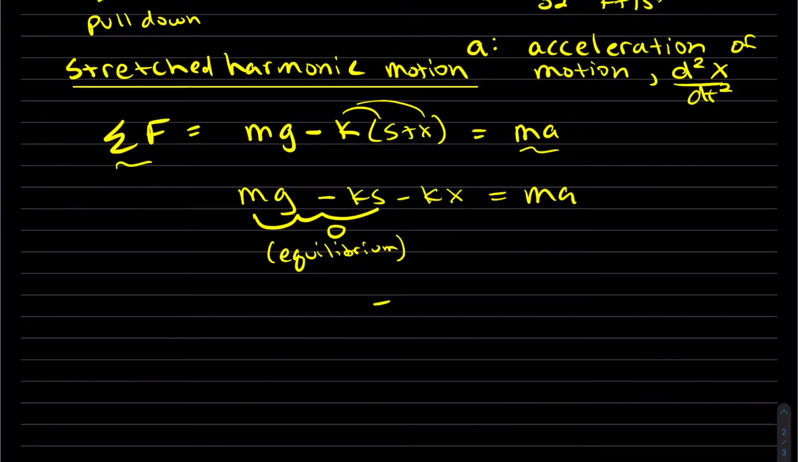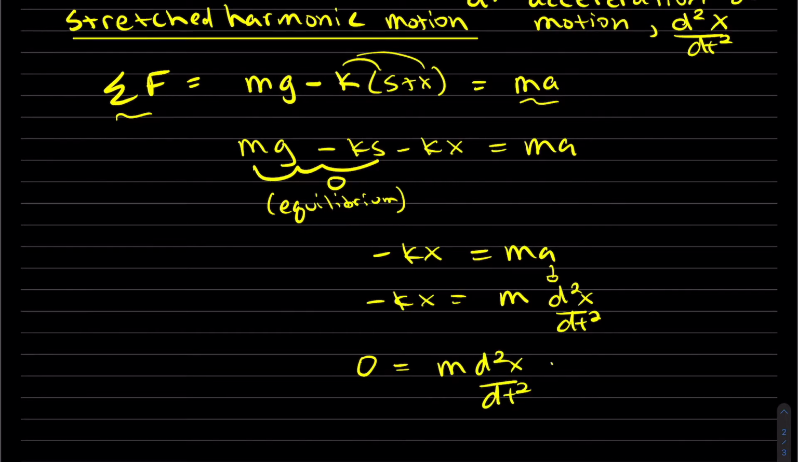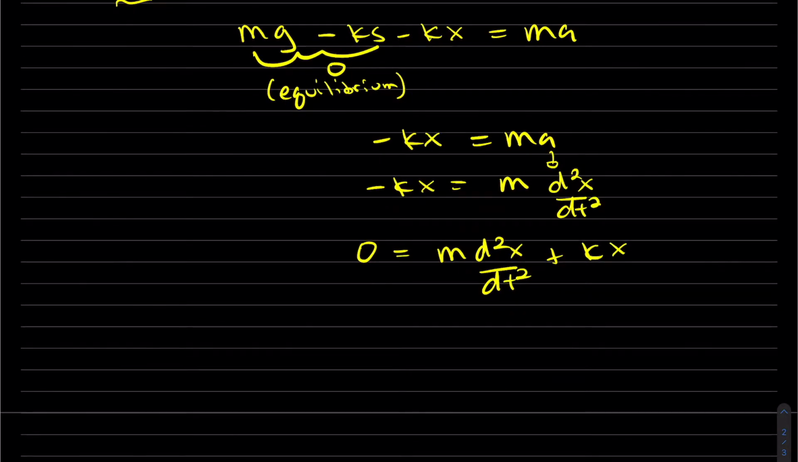So we have minus Kx is equal to ma, or minus Kx equals m times a, where a is acceleration, d squared x dt squared. And we can add Kx to the other side: 0 equals m d squared x dt squared plus Kx. And this is our ma plus our Hooke's law.